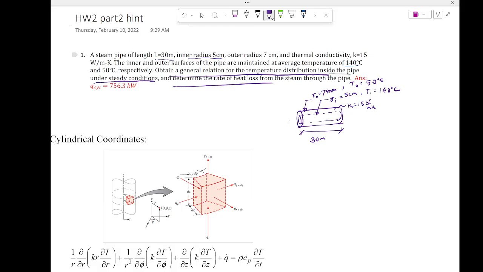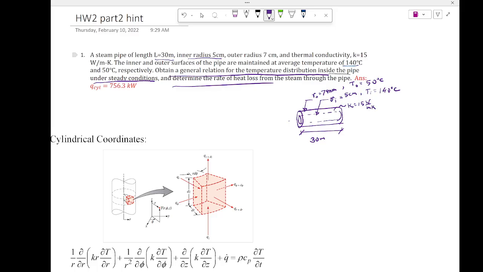Determine the heat loss from the steam pipe. Isn't it the same problem that we just did, the third one? Really similar, right? It's the same problem, right? What we just did. Do you agree? Is this the same problem as the third problem?